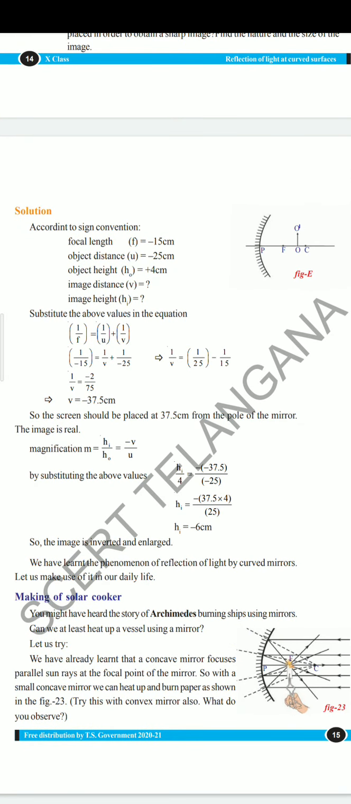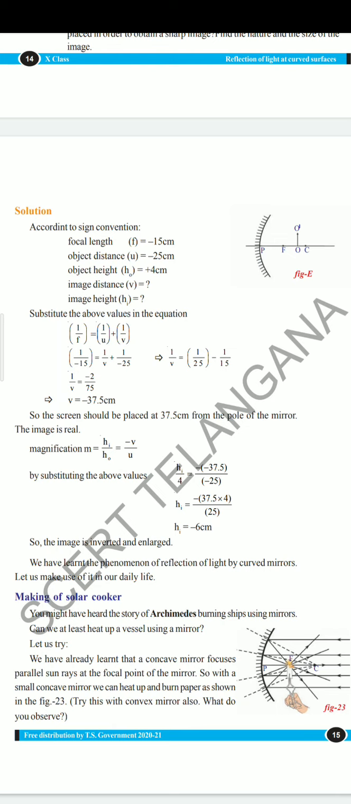Solution. According to the sign convention, focal length f is equal to minus 15 centimeters. Object distance u is equal to minus 25 centimeters. Object height h naught is equal to plus 4 centimeters. Image distance v is equal to how much? Image height hi is equal to how much? Substitute the above values in the equation.